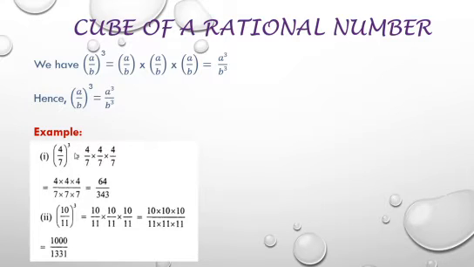Let's understand this with the help of an example. Here we want to find the cube of 4 by 7. First expand it: 4 by 7 into 4 by 7 into 4 by 7. Then multiply all the numerators, 4 into 4 into 4, we get 64. 7 into 7 into 7, we get 343. So the cube of 4 by 7 is 64 by 343. In the same way, 10 by 11 cube, by the same method, we will get 1000 by 1331.